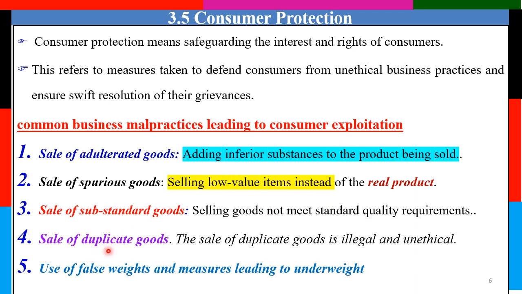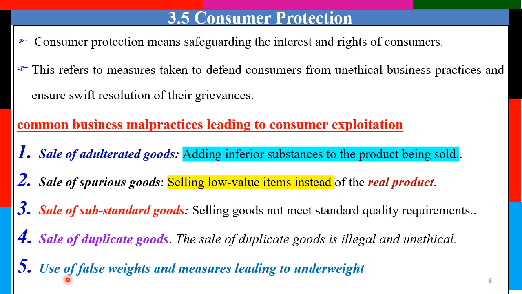The fourth one, sale of duplicated goods, means sale of duplicated goods is illegal and again unethical. Selling duplicated goods means maybe it is a copy, a duplicating copy which is not related to the real product.